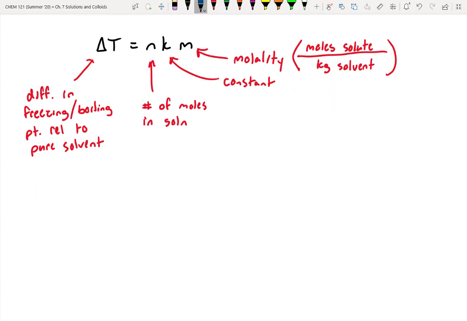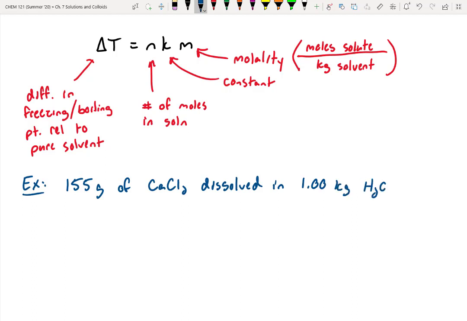So let's practice this and do some calculations. Let's say that we have 155 grams of calcium chloride dissolved in water. We're going to dissolve it in 1.00 kilograms of water. What is the expected boiling point? Or actually, let's do freezing point. You can do boiling point too, but let's just do freezing point for this one.